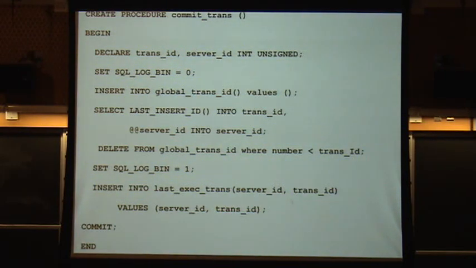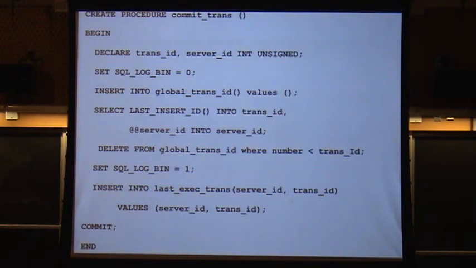Outside the binary log, we have inserted a row, got a global transaction ID, global number, and then enable the binary log. Finally, we insert into the InnoDB table the value that we got from the MyISAM table. And at the end we call commit.